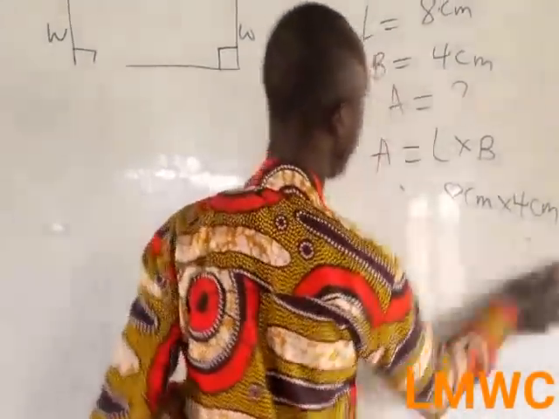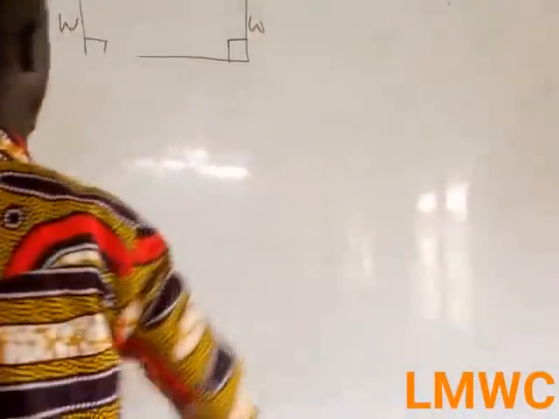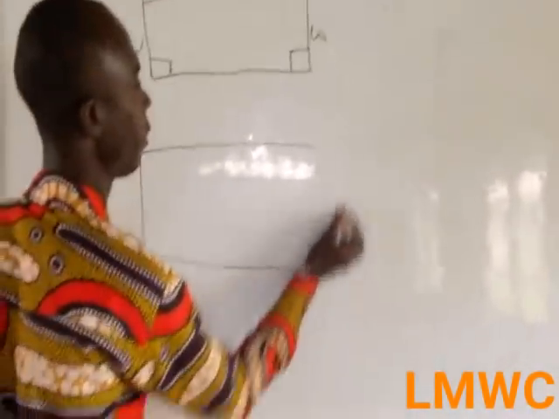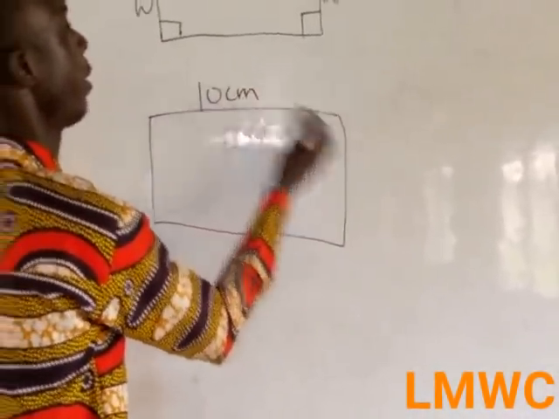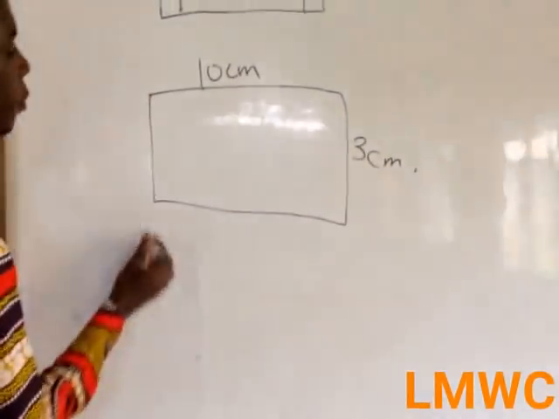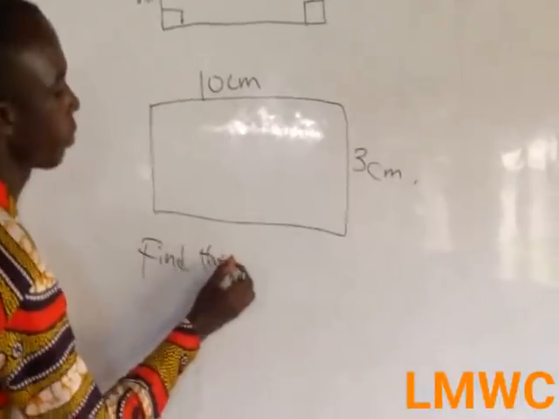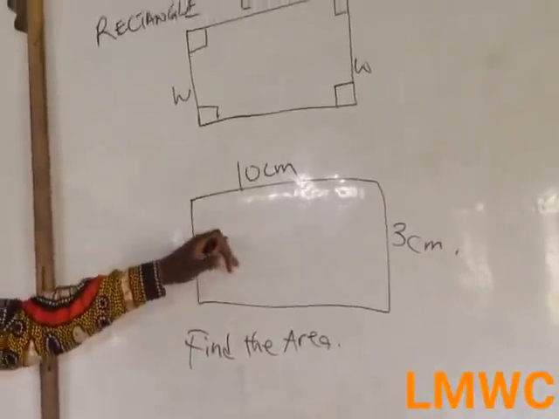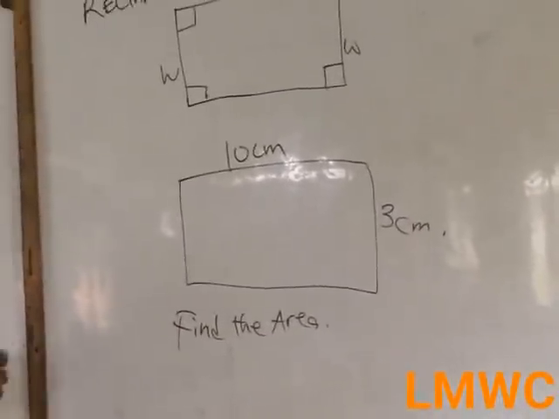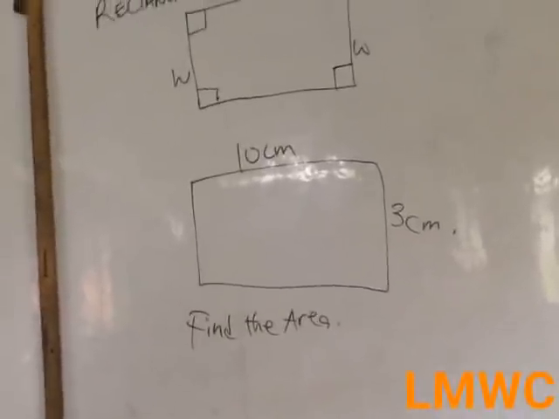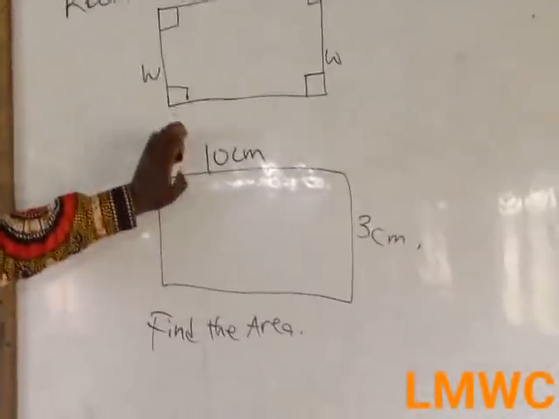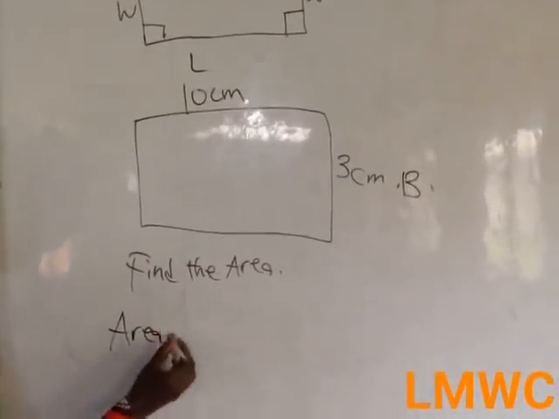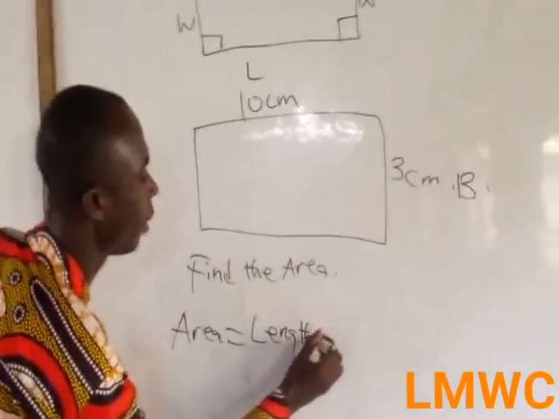You can also be given a question in this format. They would draw the figure: 10 centimeters, 3 centimeters, and they will ask you to find the area. So you should first know that this is a rectangle. Take note. If you don't know it's a rectangle, you cannot solve it. This is a rectangle because this is length and this is breadth. So the area becomes length times breadth.